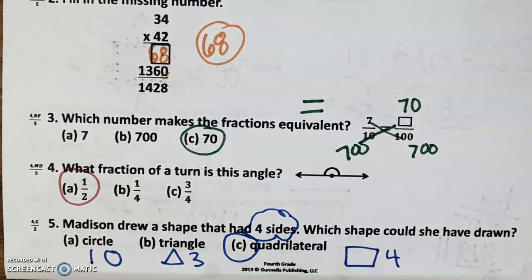Because quad actually means 4, tri means 3, and then for sur, we'd have to look that one up, but it's got to be something with a curved edge and only 1.